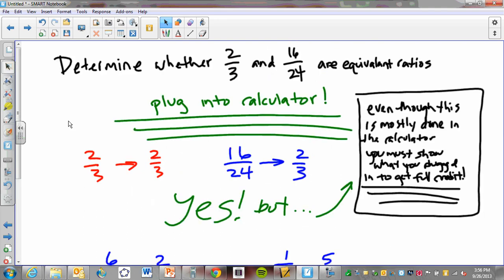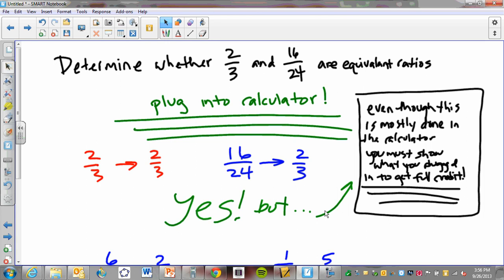Your instructions will say, determine whether a couple fractions are equivalent ratios. In this case, 2/3 and 16 over 24. The easiest thing to do is plug this into a calculator and it will simplify for you. Plug in 2/3 and hit enter and it will spit out 2/3. If you plug in 16 over 24 in the calculator, it's going to spit out 2/3. So yes, these two are proportionate.